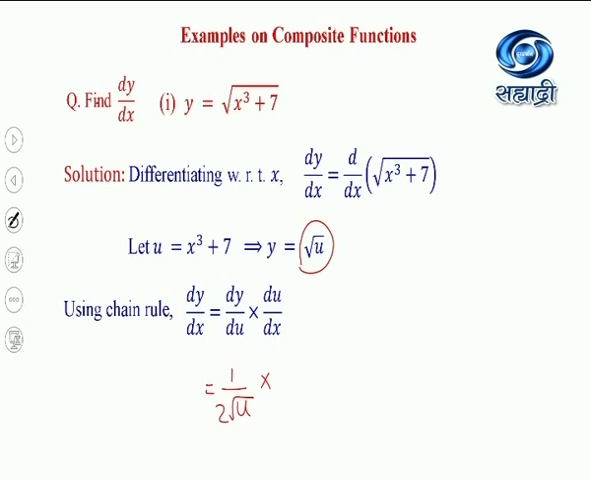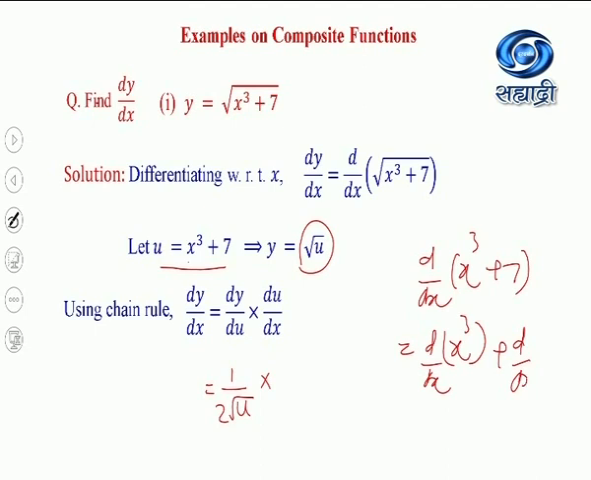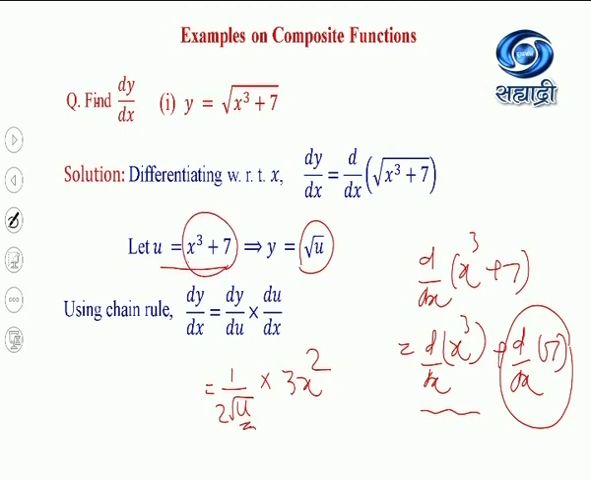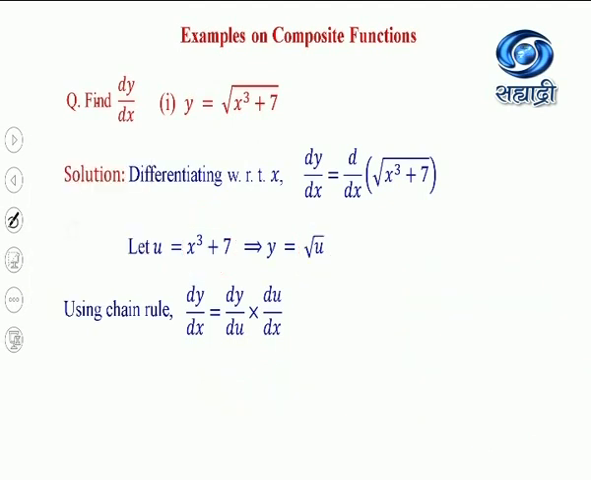Now into du by dx. What is u here? That is x cube plus 7. Its derivative is d by dx of x cube plus 7. Now it becomes derivative of x cube, that is first term, plus d by dx of 7. Now 7 is constant, so its derivative is 0. And derivative of x cube is 3x square. And now if you put the value of u, that is x cube plus 7, then we get the final answer.